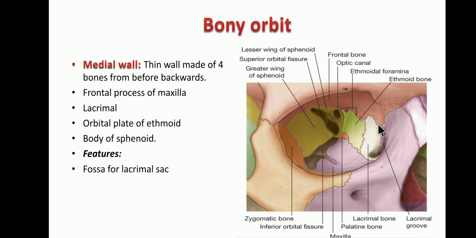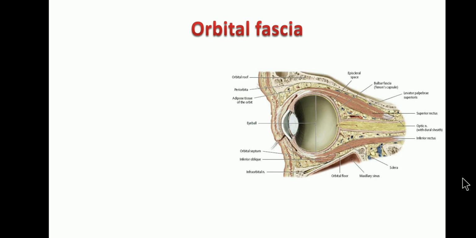Then you see the fossa for the lacrimal sac. It is present between the anterior and posterior lacrimal crest, and stretching between them is the lacrimal fascia. Deep to the fascia, the sac is present where the lacrimal fluid is collected, and it is drained by the nasolacrimal duct into the inferior meatus of the nose. Okay, so that is about the medial wall. So we have finished with the features of the bony orbit.